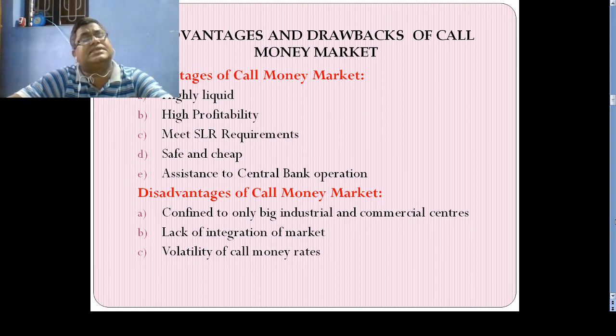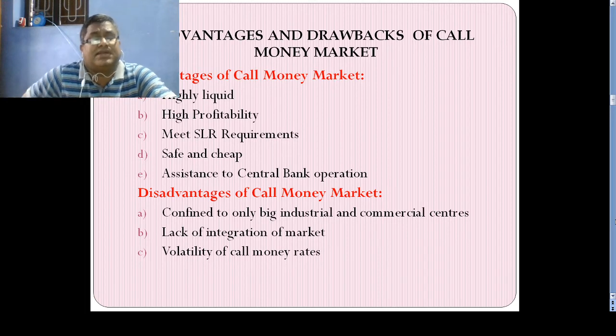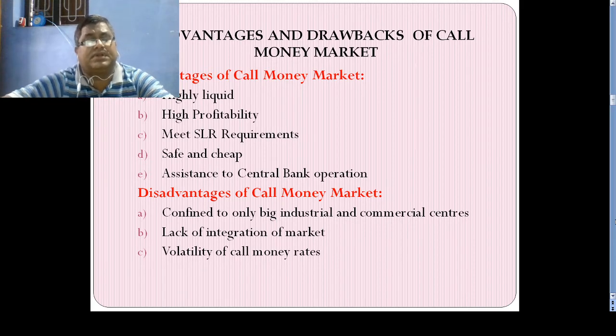And also it is safe and cheap, because this type of call money market is covered under the RBI purview, so it is safe and cheap, and the amount is very small, so the investment pattern is very easy. Assistance to central bank operation also means without the RBI it cannot be operated. Nowadays there are other ways through which it can be operated, but the central bank looks after this type of call money market.